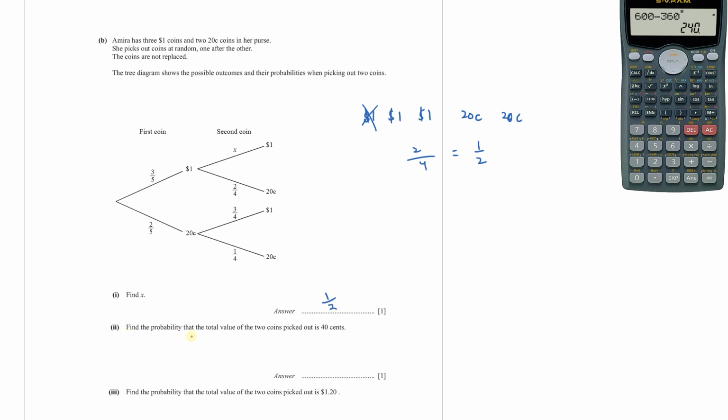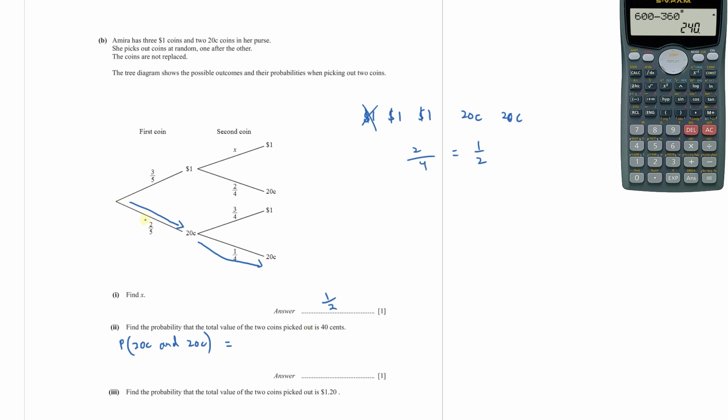Part 2 is find the probability that the total value of the two coins picked is 40 cents. So the total value is 40 cents when you pick 20 cents in the first try, and then you pick 20 cents in the second try as well. So what is that probability? You pick the first coin, you get 20 cents. Then you pick the second coin and you also get 20 cents. Then you have 20 plus 20, 40 cents.